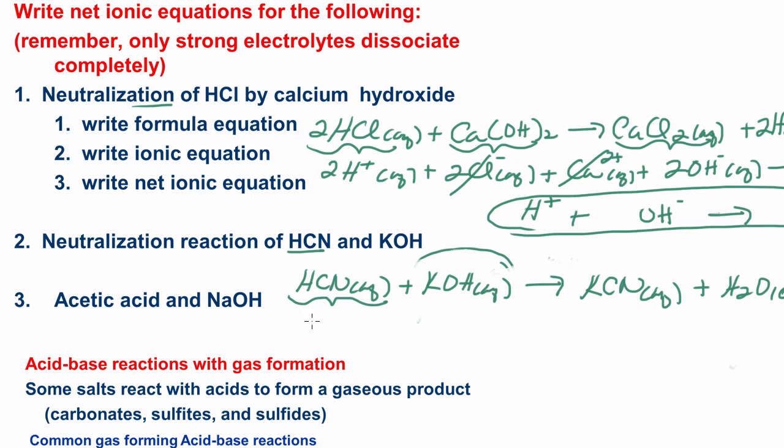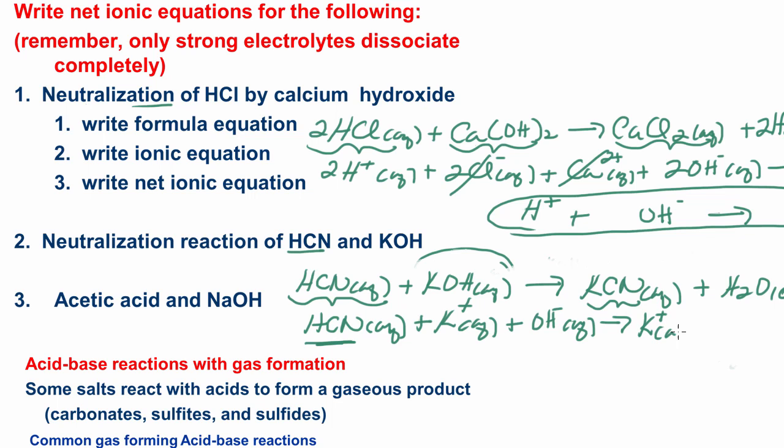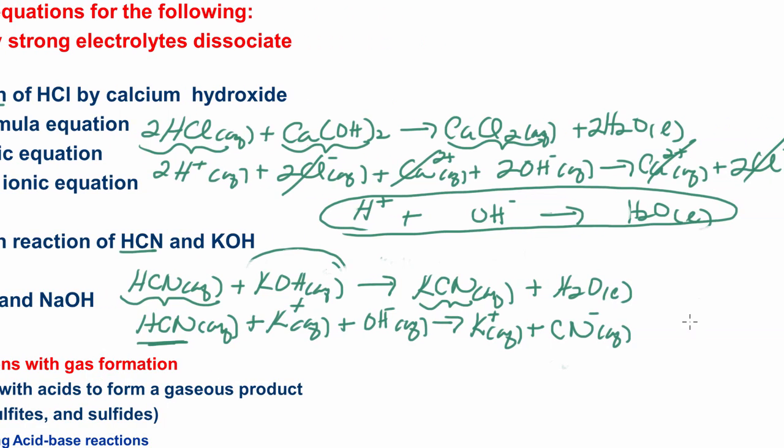Now remember, this is a weak acid. It does not completely dissociate, so I have to keep it together here. My potassium hydroxide will be dissociated completely into potassium ions and hydroxide ions. My potassium cyanide will also be dissociated. It's a soluble salt, so potassium and cyanide ions. And then, of course, we have water, which we know doesn't dissociate.